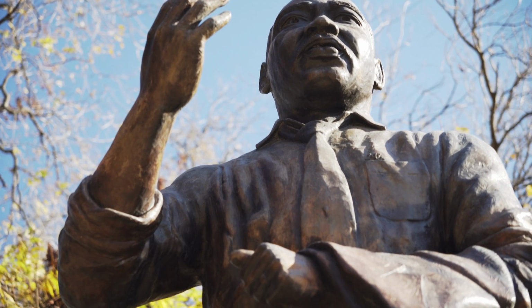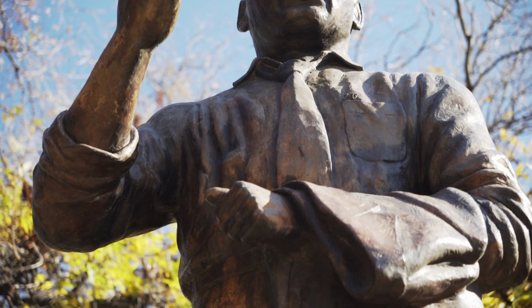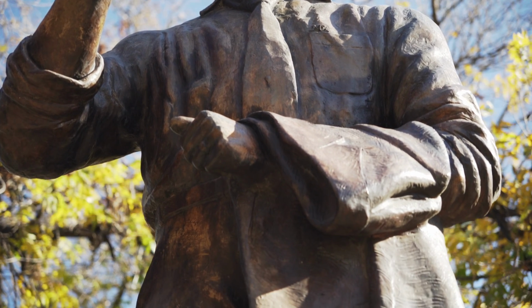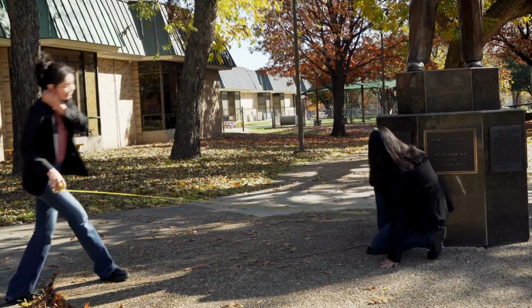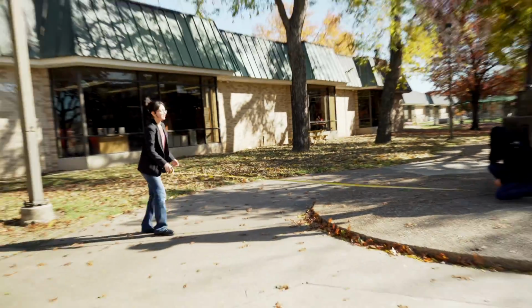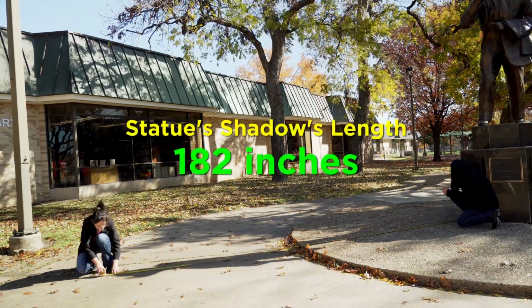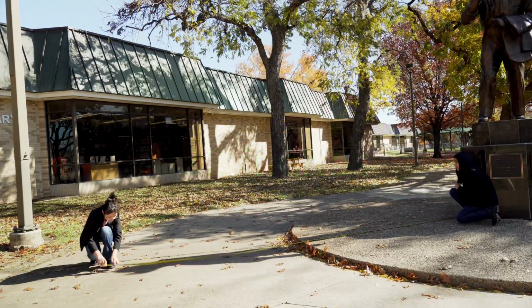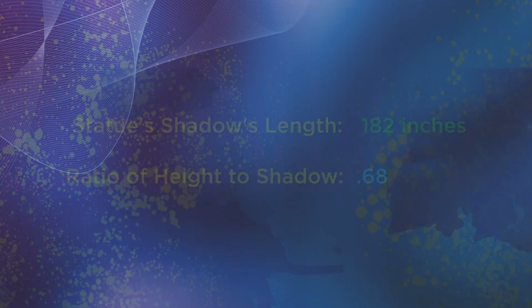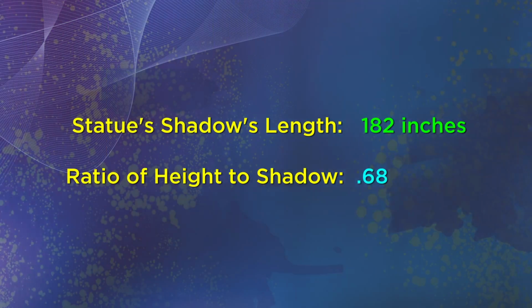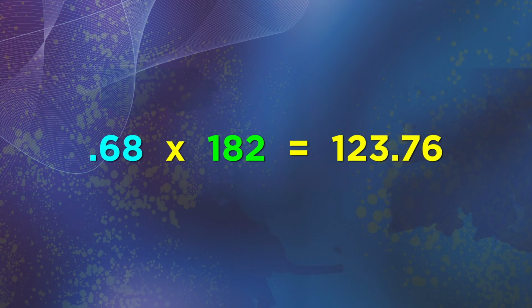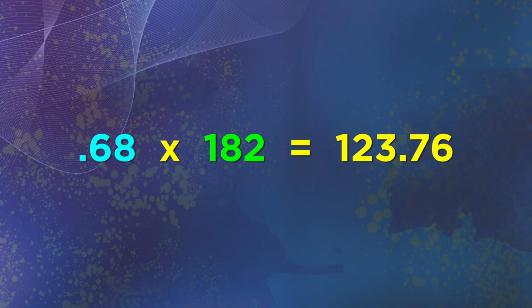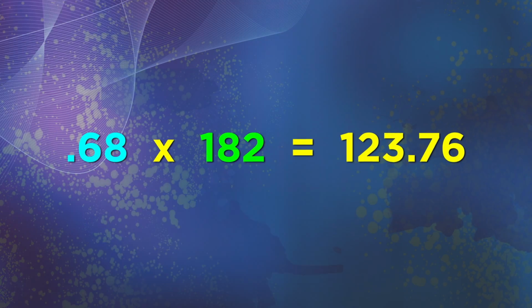You know, I think it is important to measure the 2 shadows within 10 minutes of one another because shadows change as time passes. Great observation, you're exactly right. The statue's shadow length is one of the measurements we can't find. So let's measure it. The length is 182 inches. So all we have to do is take our ratio from our measurements and multiply it by the length of the statue's shadow. That's 68 hundredths times 182 equals 123 and 76 hundredths inches.